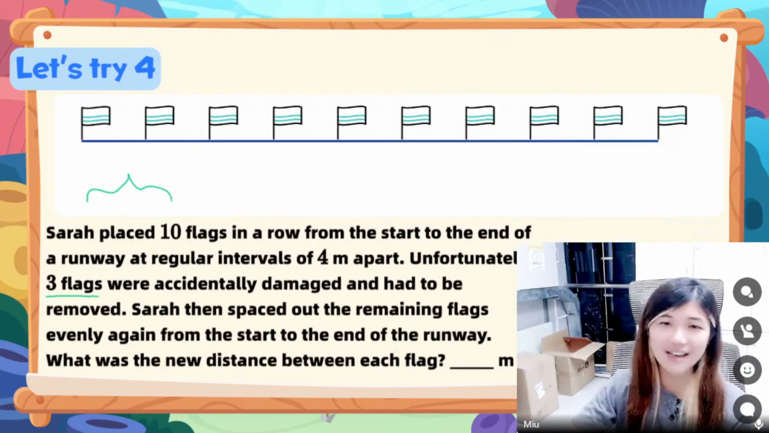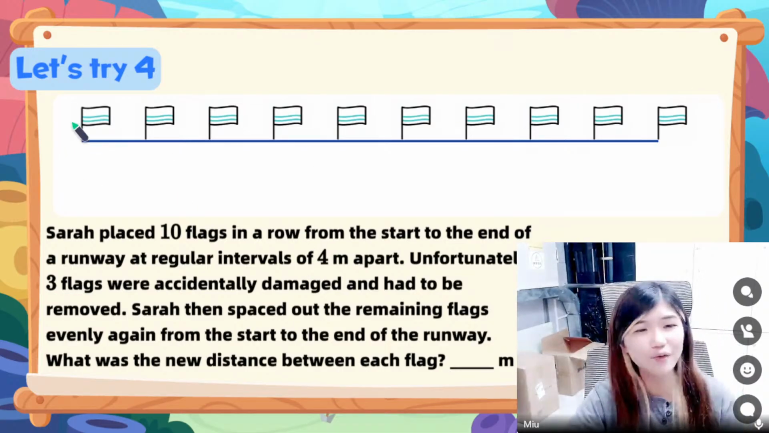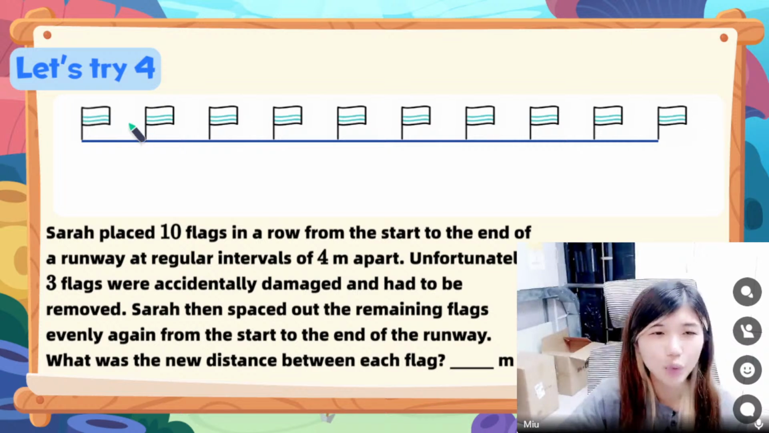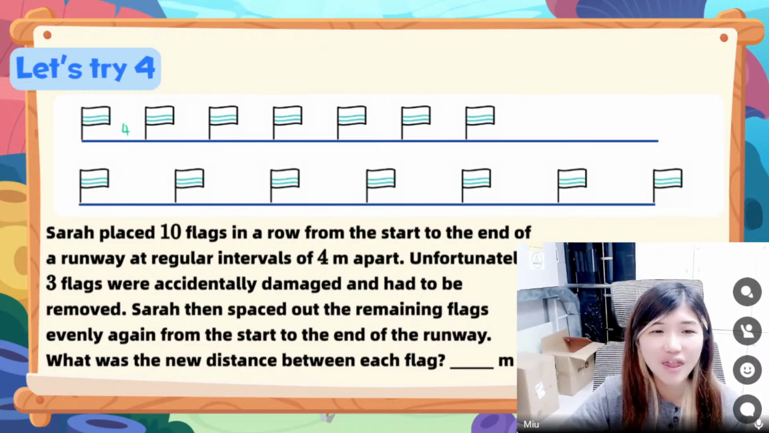It says Sarah just placed all the 10 flags from the start all the way to the end with 4 meters apart. But unfortunately, 3 flags just broke. So we need to remove them. Then she evenly placed the flags again. What is the new distance?